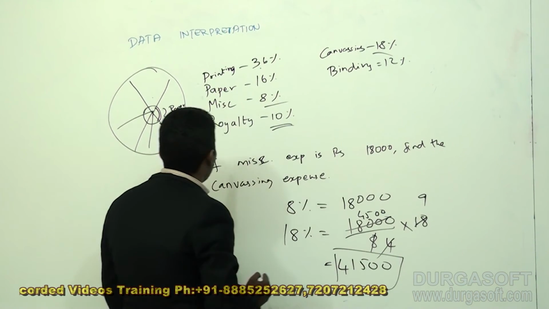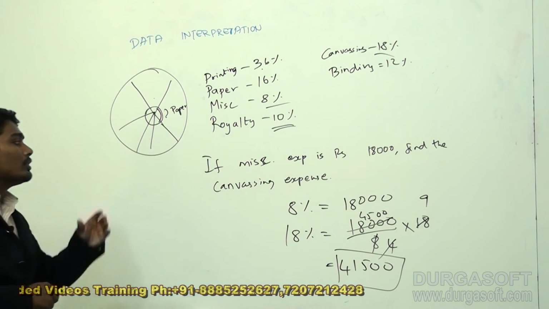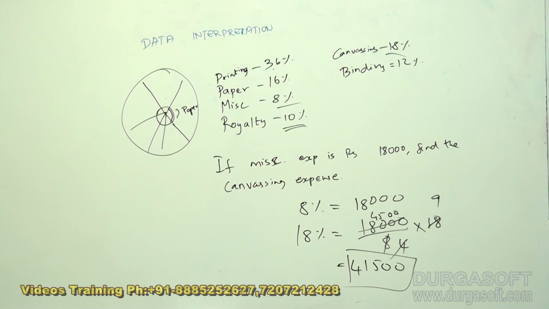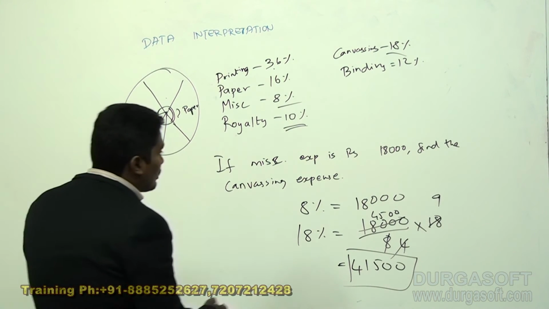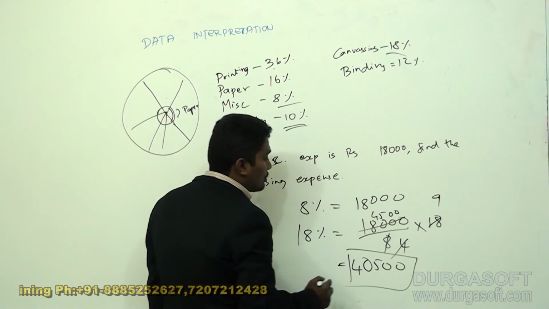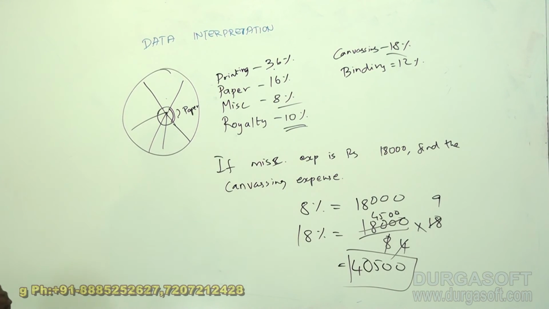So the answer for this question will be rupees 40,500. The answer will be rupees 40,500. So 4,500 into 9 will be 40,500.